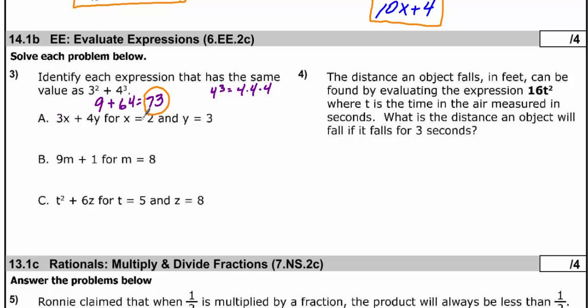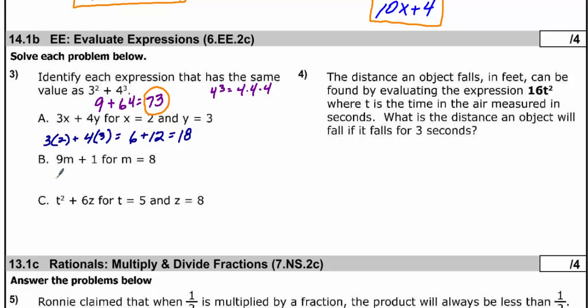So we have 3x, where they tell us x is equal to 2. So 3 times 2 plus, we have 4y, where y is equal to 3. So, got ahead of myself there. So 4 times 3. So 3 times 2 is 6. 4 times 3 is 12. 6 and 12 is 18. That one does not fit. Let's go down to the next one.